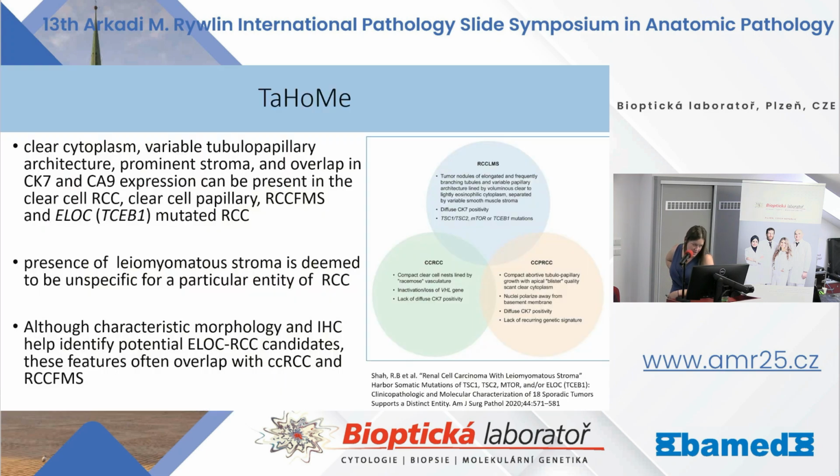So what is important? Clear cell cytoplasm, variable tubulopapillary architecture, prominent stroma, and overlap with CK7 and carbonic anhydrase expression can be present in clear cell renal cell carcinoma, clear cell papillary tumor, renal cell carcinoma with fibromyomatous stroma and ELOC mutated renal cell carcinoma. The presence of leiomyomatous stroma is deemed to be unspecific for a particular entity of renal cell carcinoma, and the characteristic morphology and immunohistochemical profile help identify potential ELOC cases. These features often overlap with other tumors. So thank you very much.